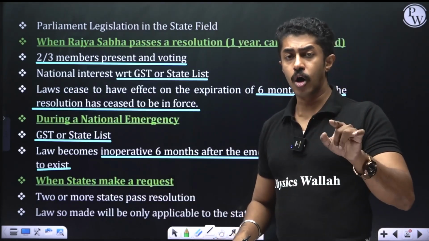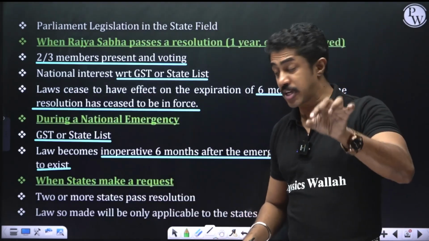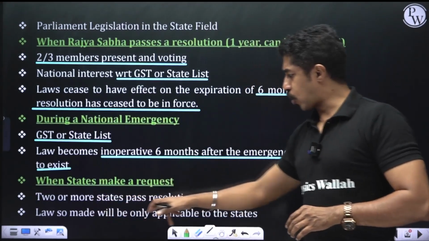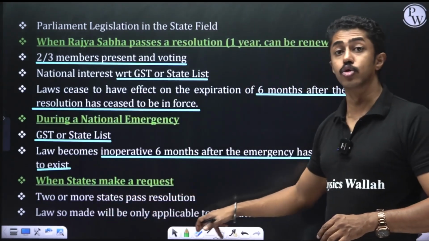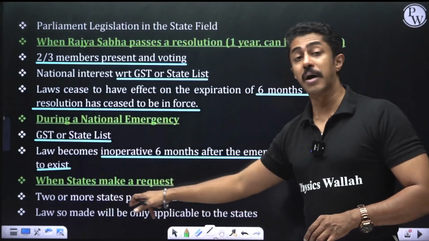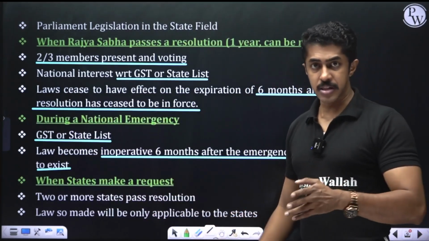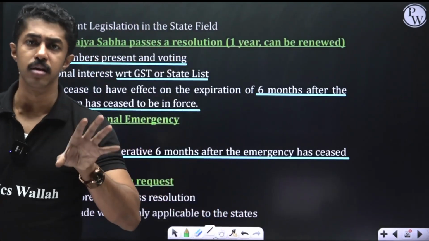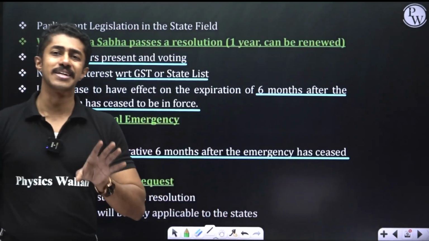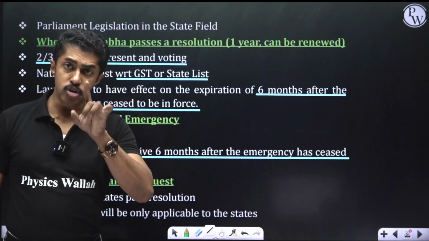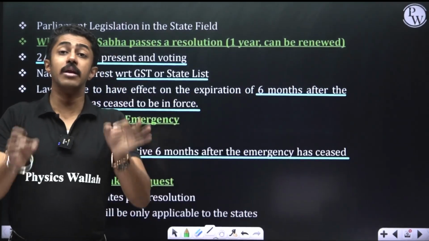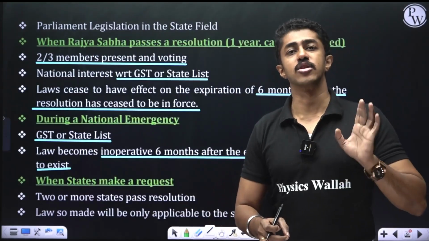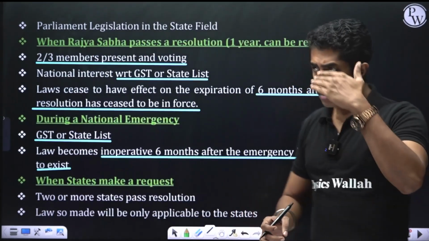pass a law with regard to the subject for which the resolution was passed by the state. Laws so made will be only applicable to the states which passed the resolution. That means if the state of Kerala and Tamil Nadu passed a resolution asking the center to make a law with regard to a particular state subject, the law so made by the Parliament will be only applicable in the state of Kerala and in the state of Tamil Nadu. Clear? Moving on.